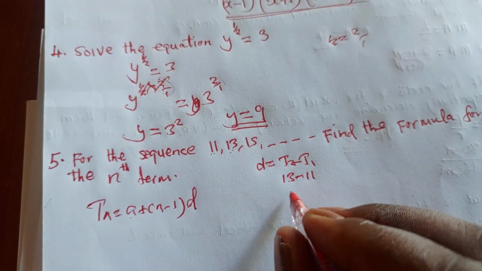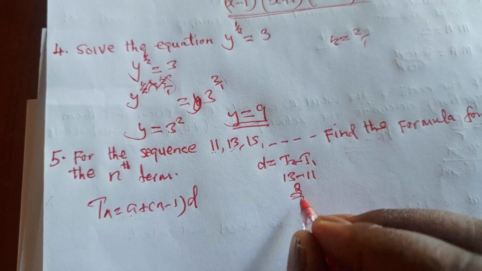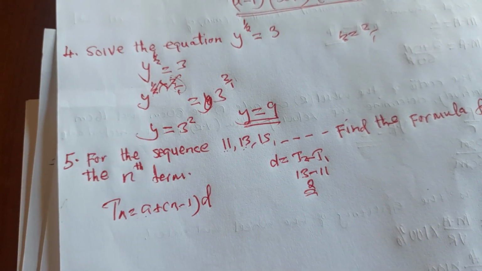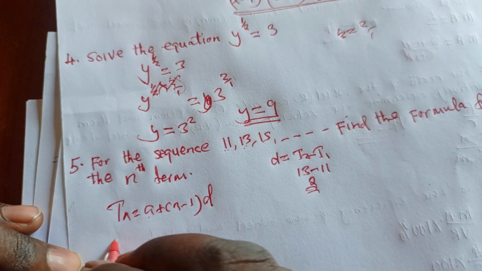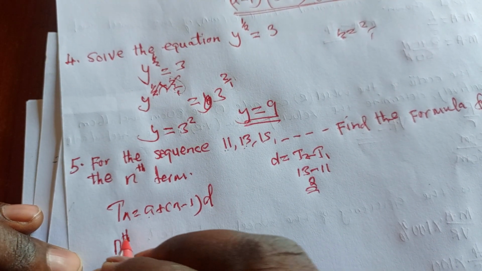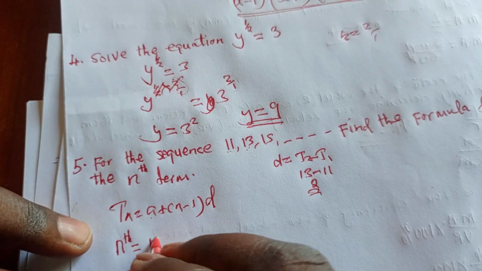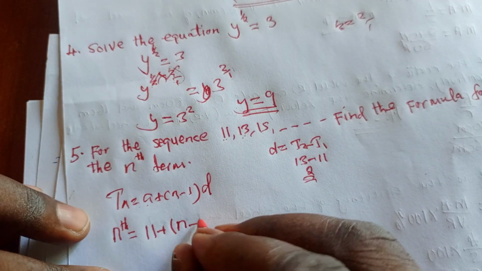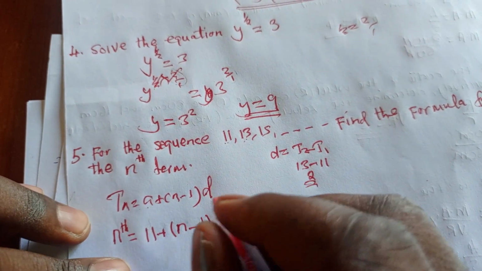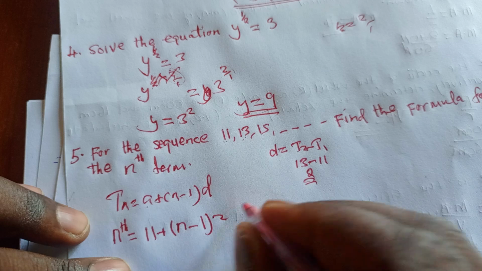So what do you get here? You get 2. So our common difference is 2. Where there's D, we put 2. Then we continue solving. You say the nth term is equal to our A, which is 11, plus the number of terms, which we don't know, n, minus 1, times the common difference, which is 2.